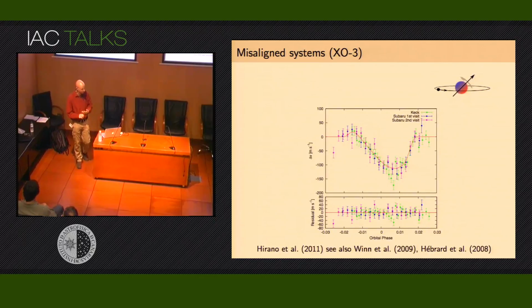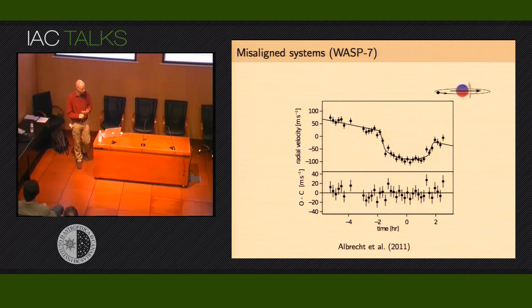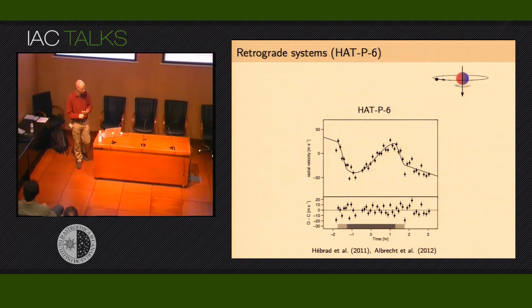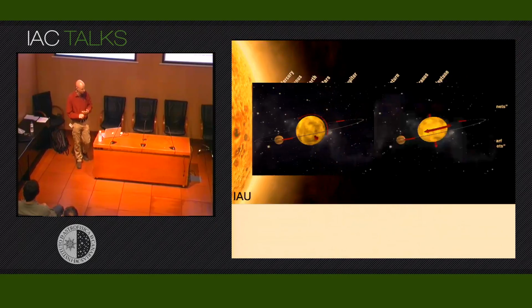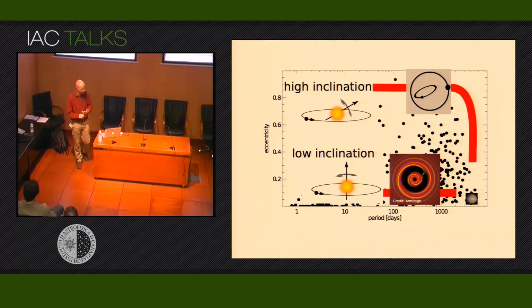But we not only found aligned systems, we found misaligned systems. We found systems where the planet goes from one pole to the other pole, and we even found a couple of systems where the star rotates in one sense and the planet goes around in the other sense. So now we find planets of very different flavors: aligned, misaligned, and retrograde. Now this puts us in a tight spot, because we took these measurements because we wanted to discriminate between these two types of theories. So now it seems we are not able to do so.